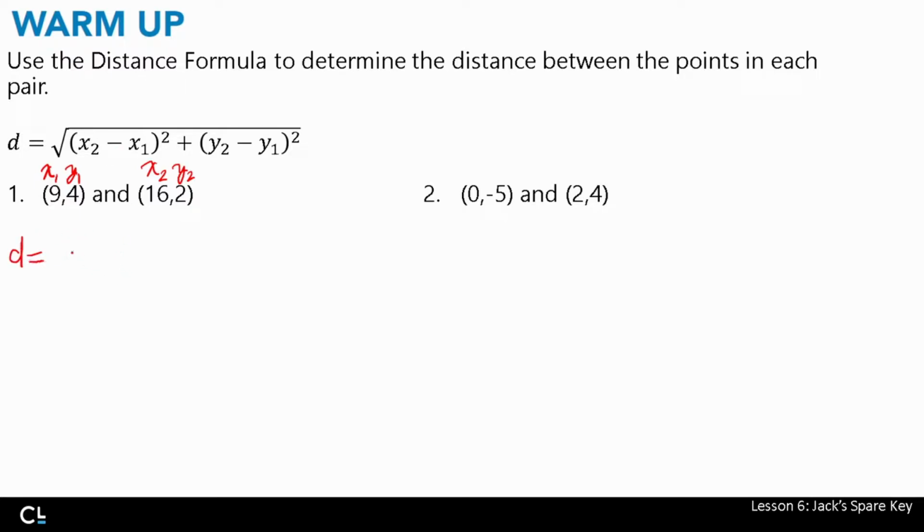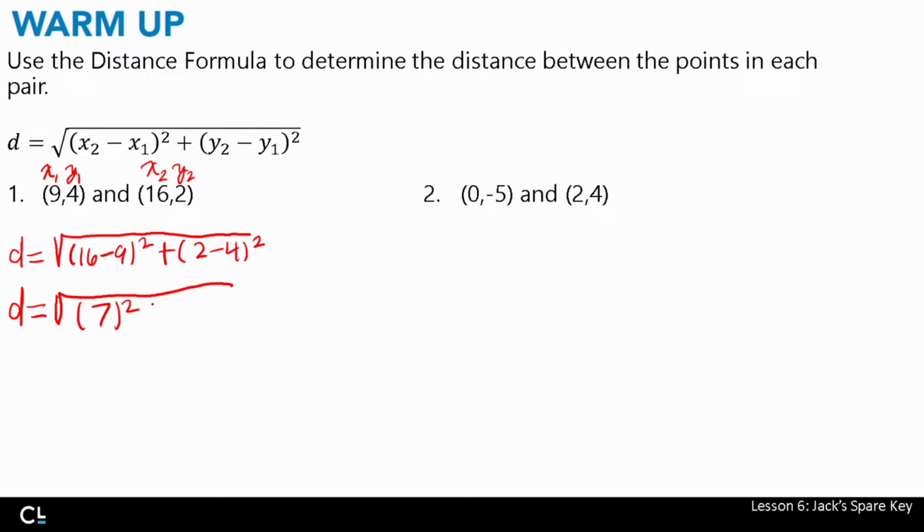So we get d equals the square root, big, and we get x2 is going to be 16 minus 9 squared plus 2 minus 4 squared. And first thing we have to do to start solving this is by solving things inside the parentheses. We get d equals the square root, 16 minus 9 is going to give me 7 squared plus 2 minus 4 is going to give me a negative 2 for that. Now we do our exponents. So we're going to square 7 and square negative 2.